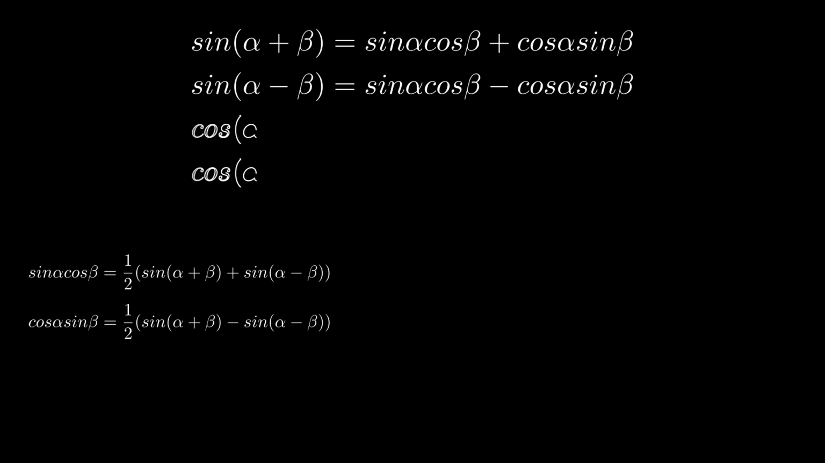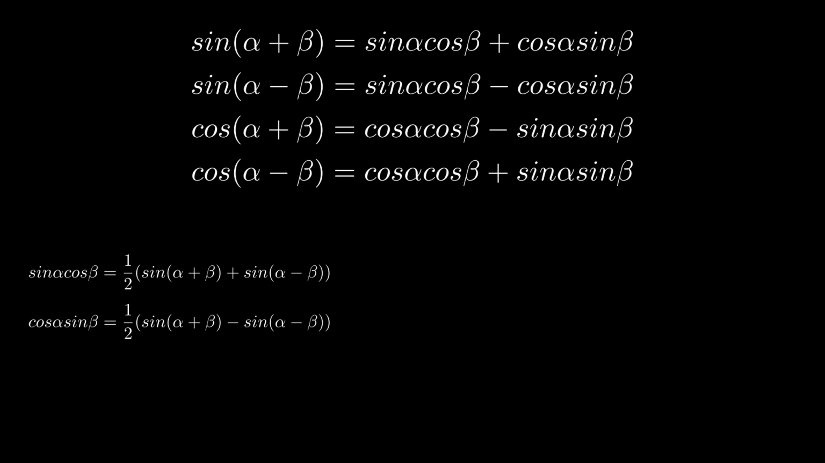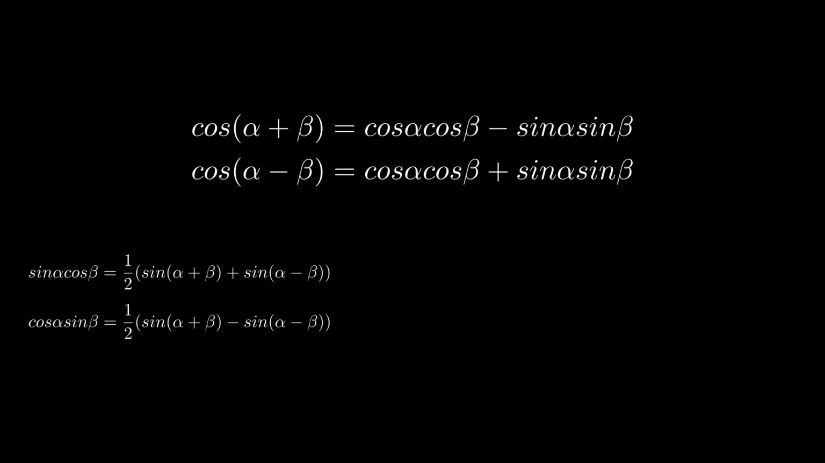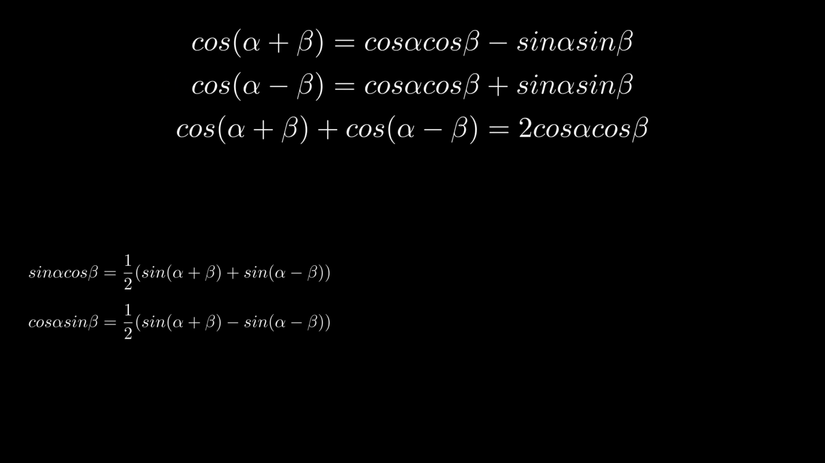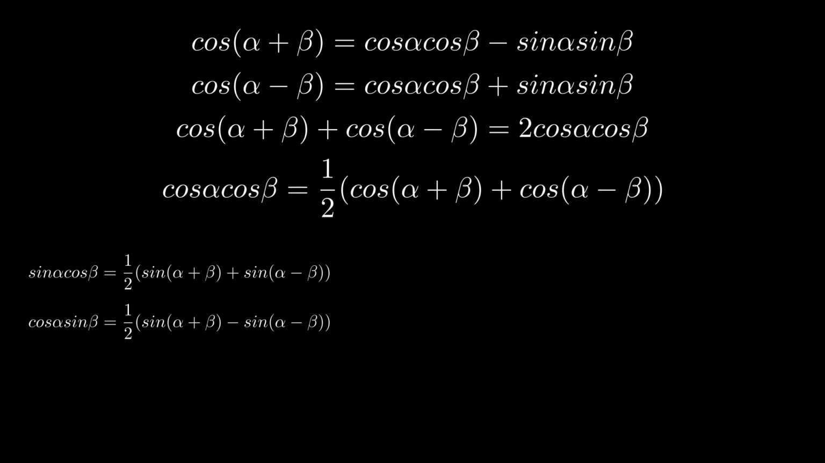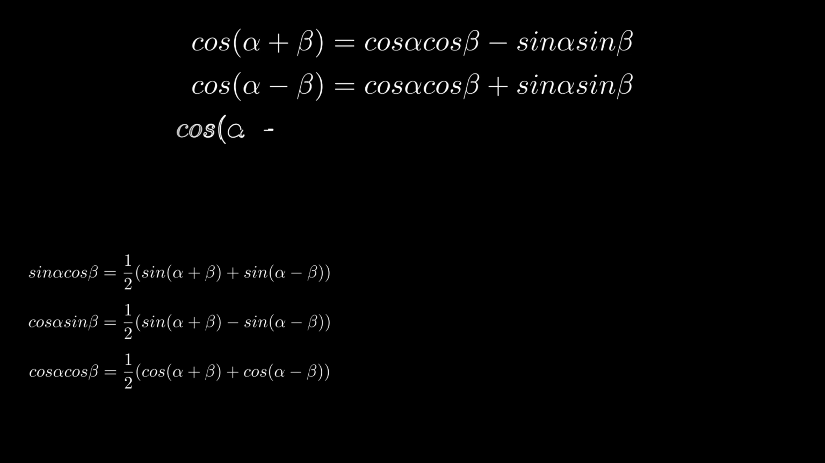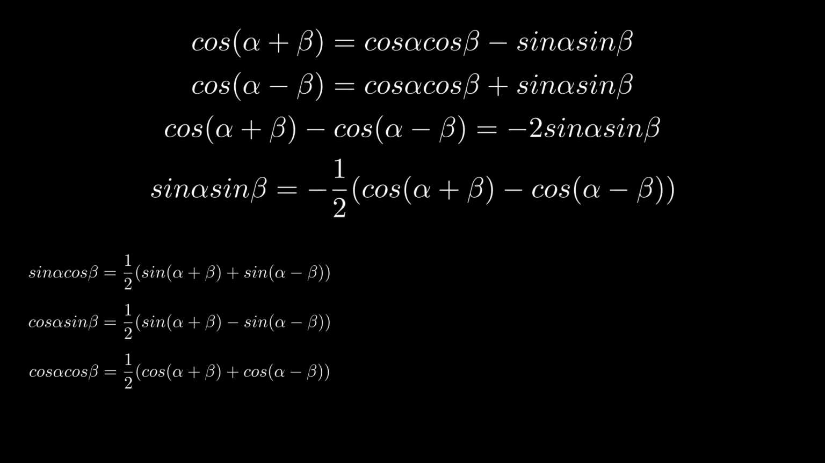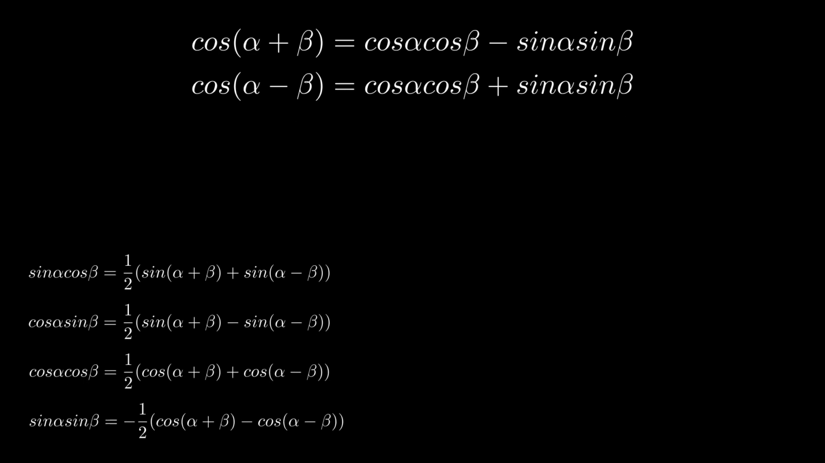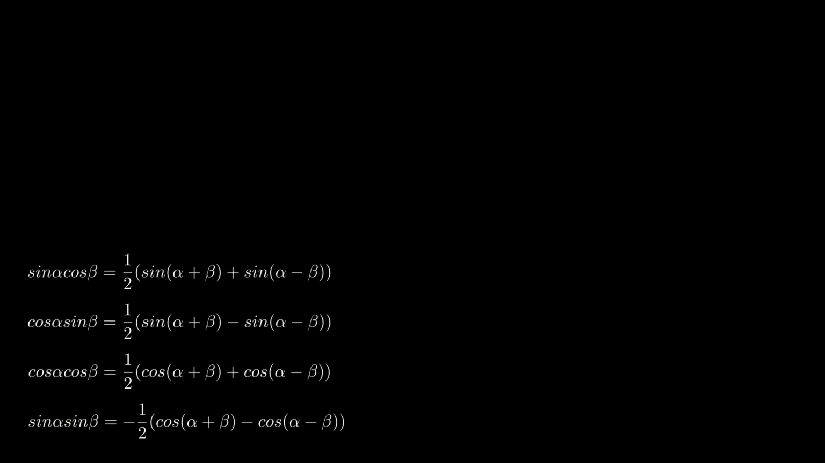Same thing goes for cosine. From the formula, let's add these two cosine values. Finally, we subtract from these two cosine values. And here we have the product identities. Please derive these formulas and do not try to memorize these formulas.